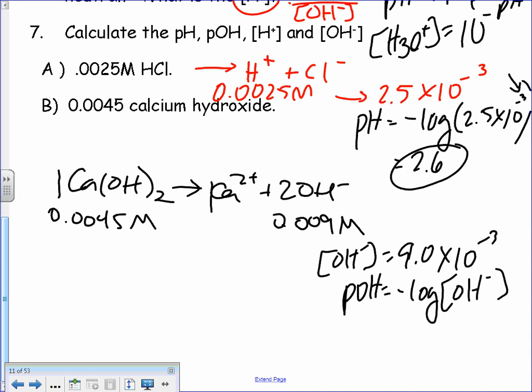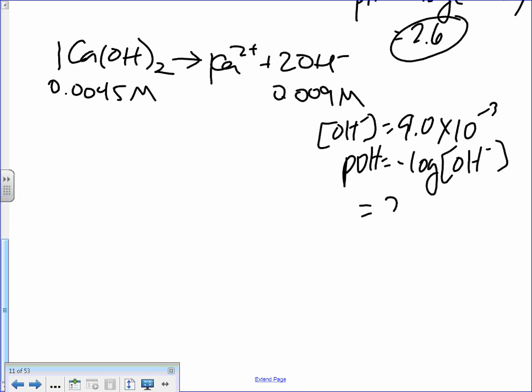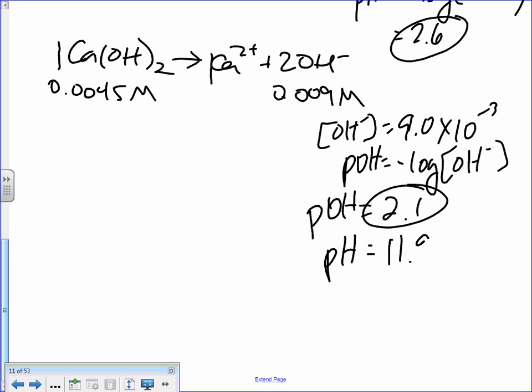So if the pOH is 2.1, this of course is approximating, what would the pH be? 11.9, which is basic, which we would assume for such a strong base. We double check the math. Negative log of 9.0 times 10 to the negative 3.